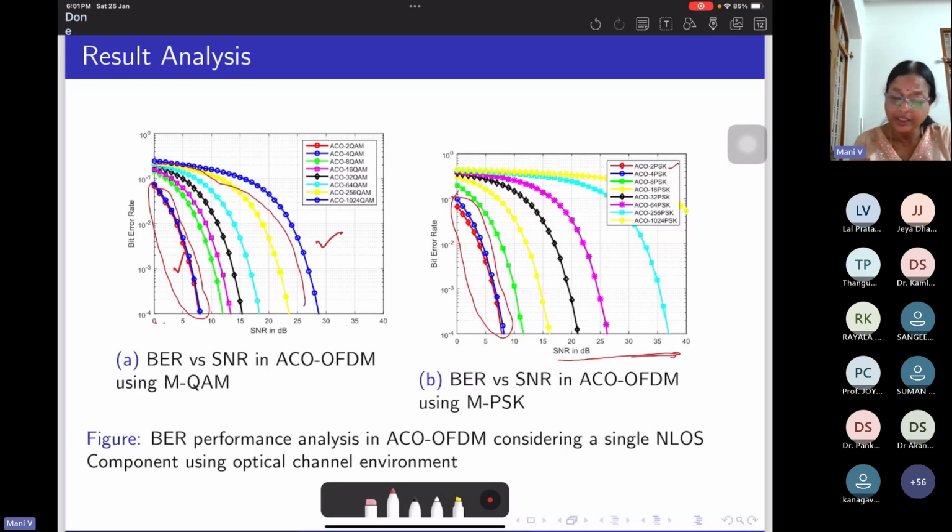Similarly, ACO OFDM using MPSK is also computed. If you look at the MPSK, 2 PSK gives the same BER at low SNR, whereas if you use 1024 PSK, it gives the same probability of error at higher SNR.